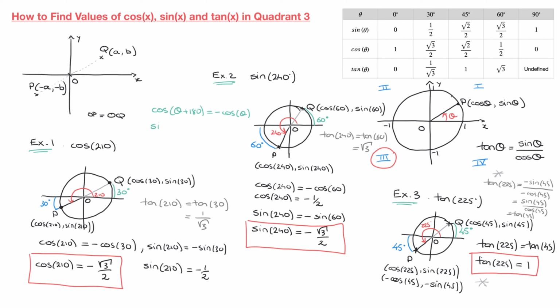Similarly, sine of theta plus 180 will be equal to the opposite of sine of theta. And last but not least, tan of theta plus 180 will just be equal to tan of theta. And I'll go ahead and box those three results. And there we go. Hopefully we're now comfortable in finding values of cosine, sine, and tangent in the third quadrant of our unit circle.